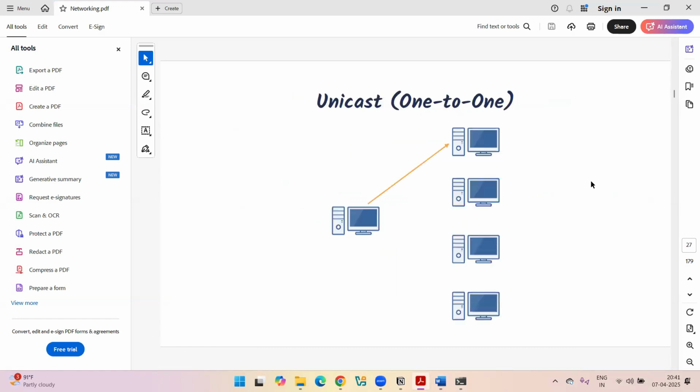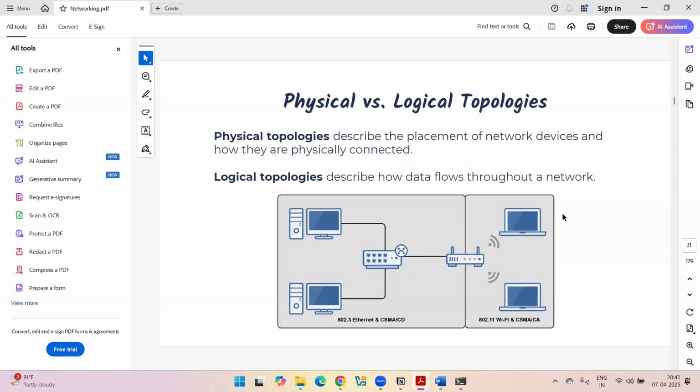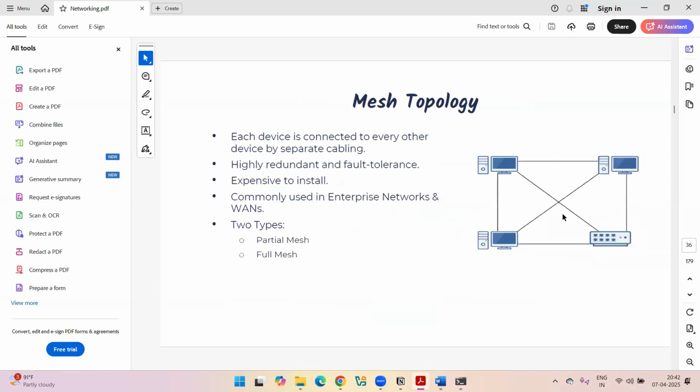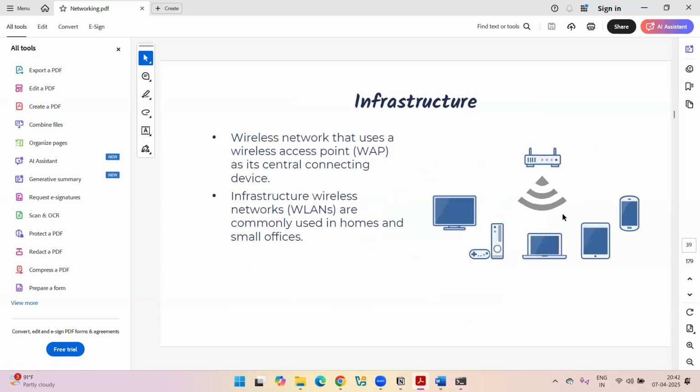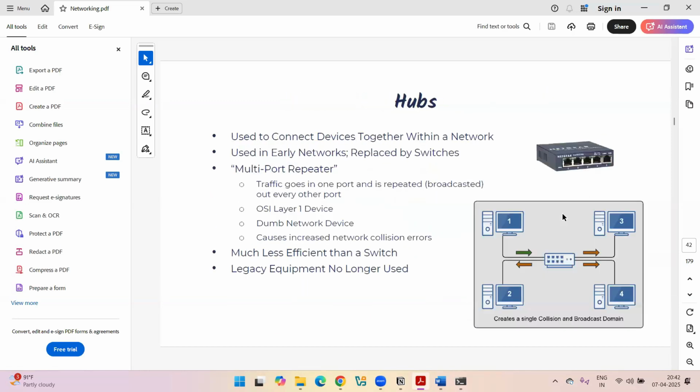Unicast is 1-to-1, multicast is 1-to-many, but only selected ones, and broadcast is 1-to-all, just like communication. I'll give you this document, which I found very useful.